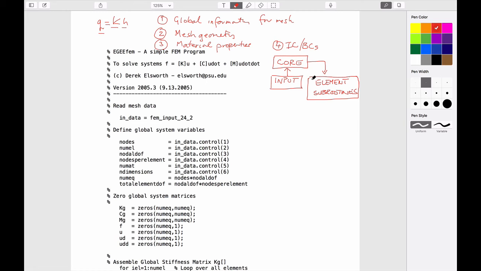So the 3 files that I sent you, if you received them: one is the core, FEM, EGEEfem, which we're looking at right now, this core computation part. One was an input file for this one-dimensional 2-node element. And the other one was a specific element subroutine, which will get called multiple times to be able to do all the functions that we've talked about.